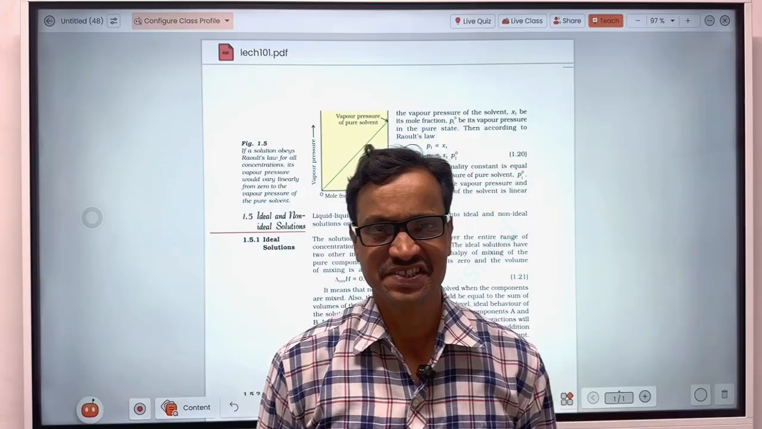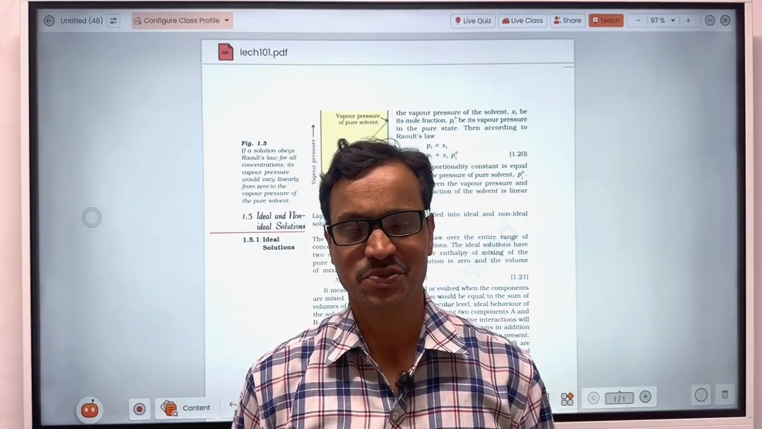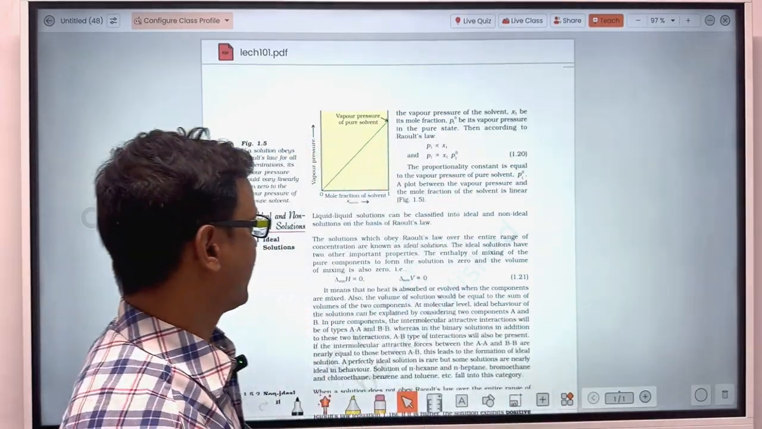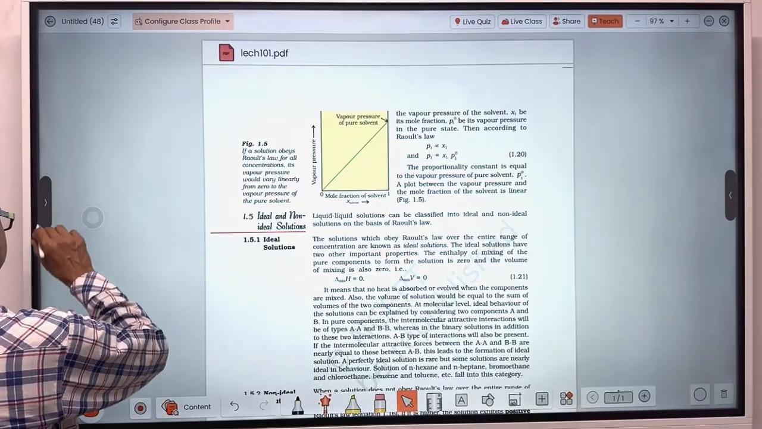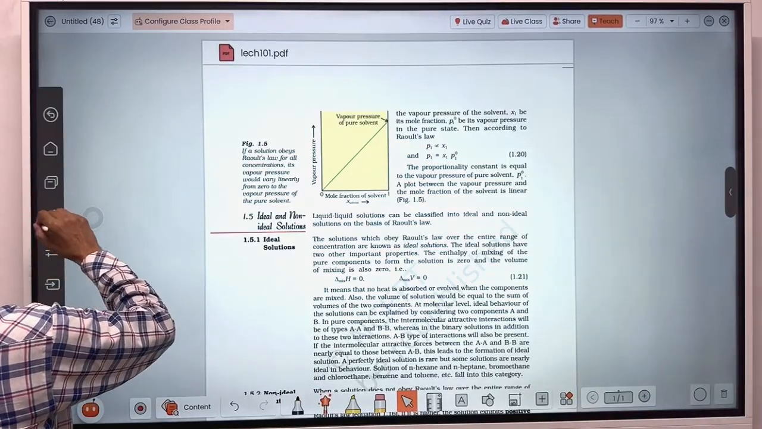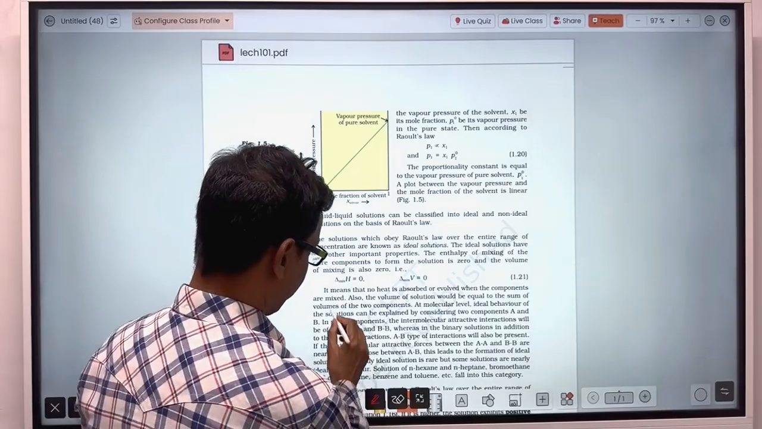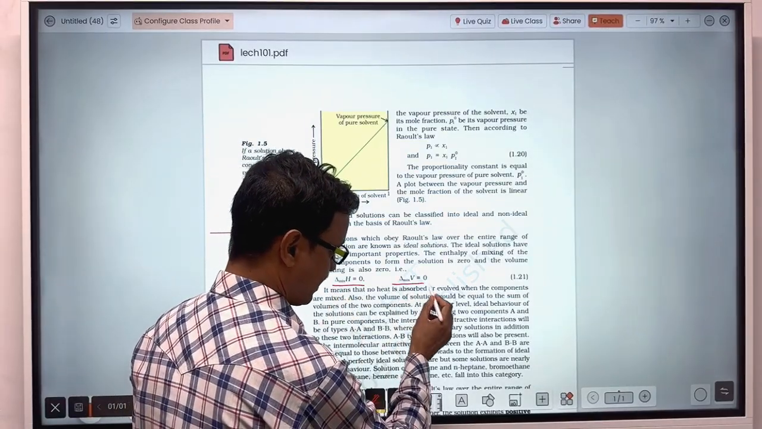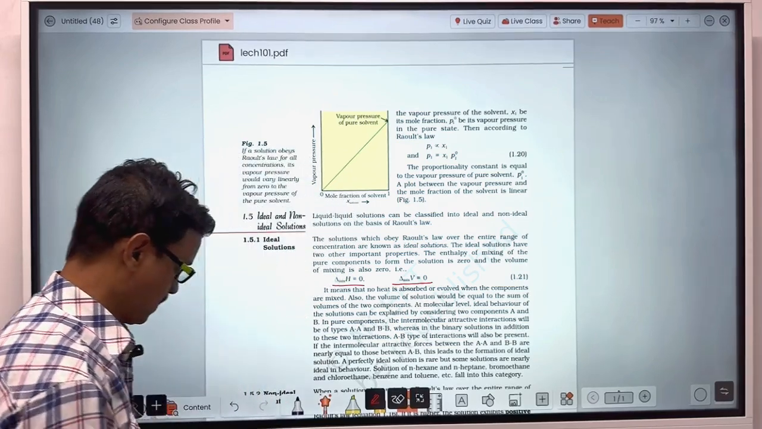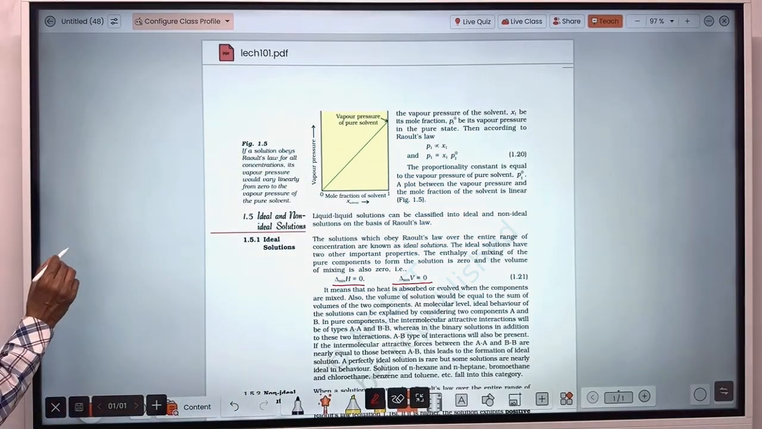The characteristic of an ideal solution is delta H mixing equal to 0 and delta V mixing equal to 0. What does it mean? Let's see.